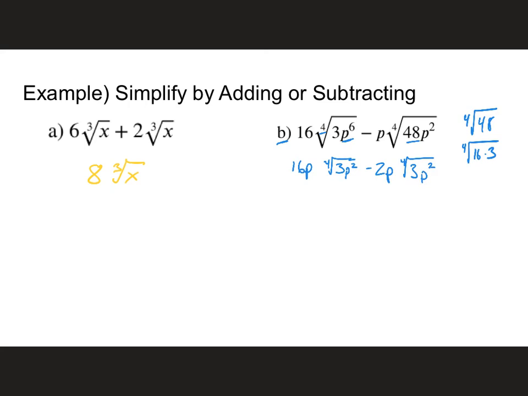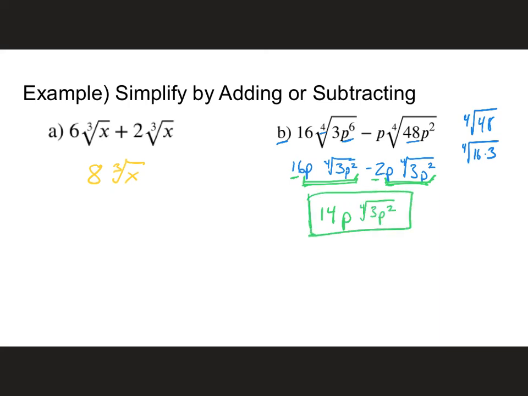Now, if you notice, this matches. Everything after the numerical value matches. Notice I'm including the p in that. So I have 16p times the fourth root of 3p squared minus 2p times the fourth root of 3p squared. Because those are like terms, everything after the coefficient matches, I can put these together. So it's 16 minus 2, which is 14, and then p times the fourth root of 3p squared.